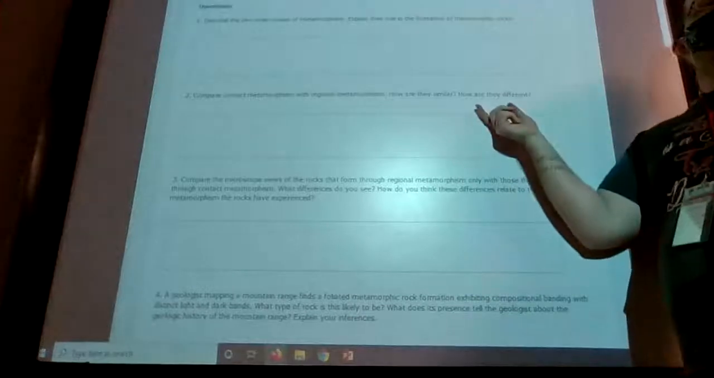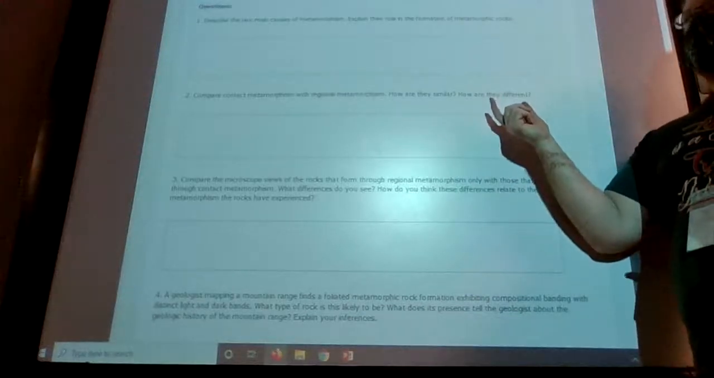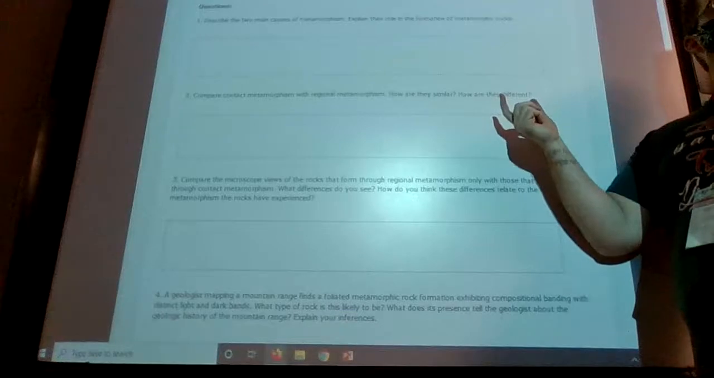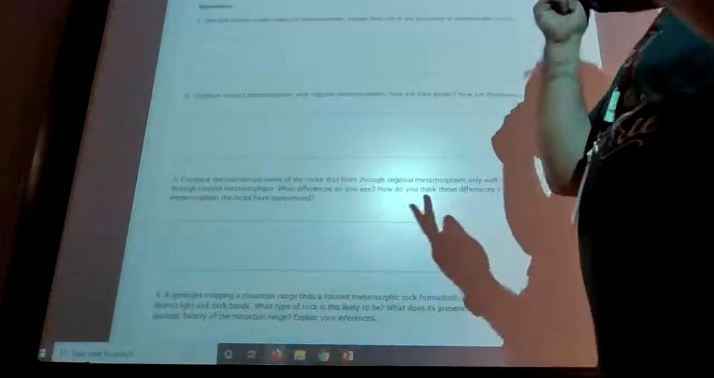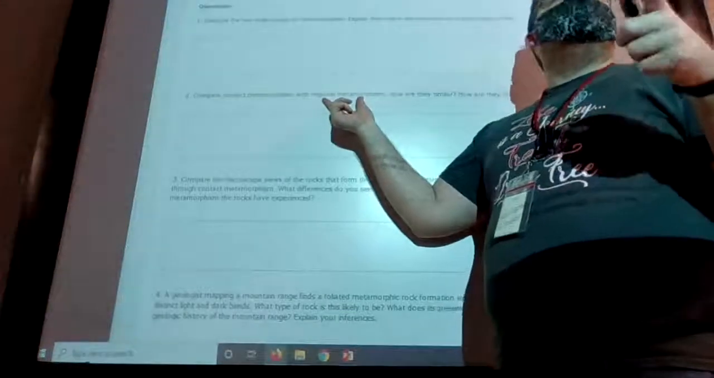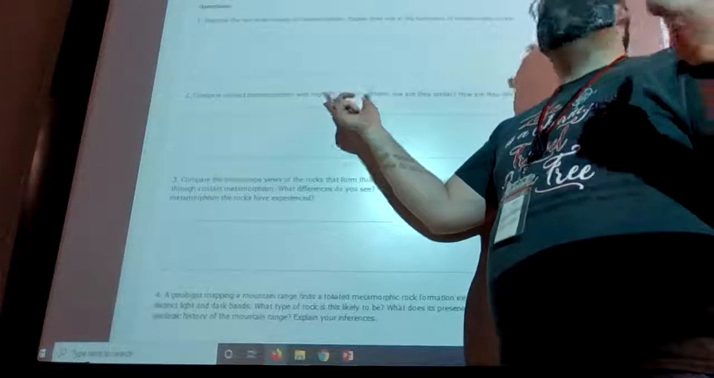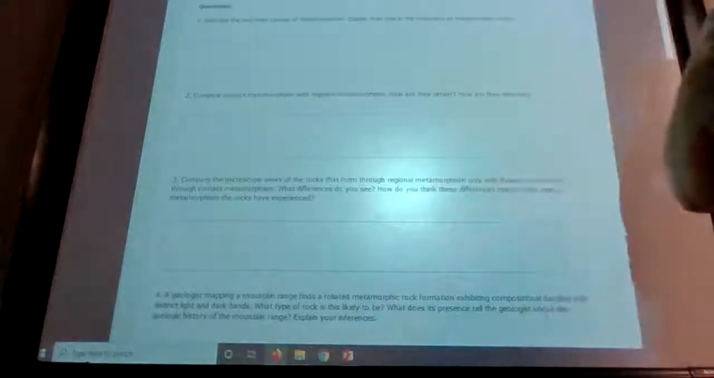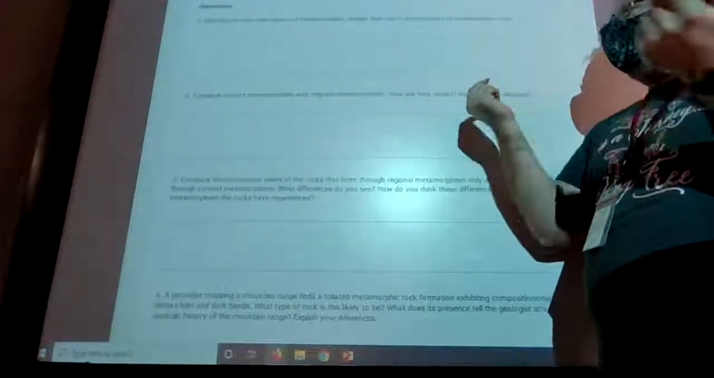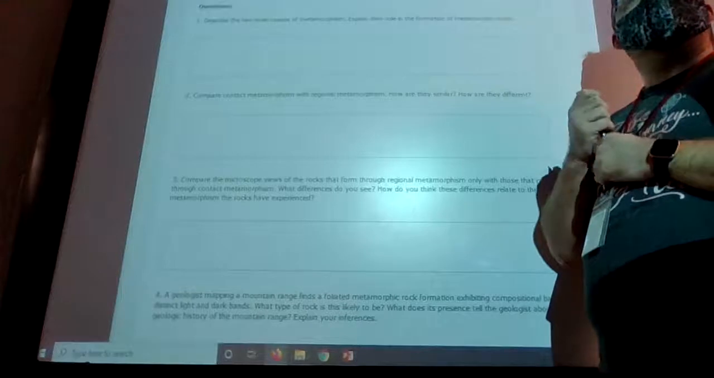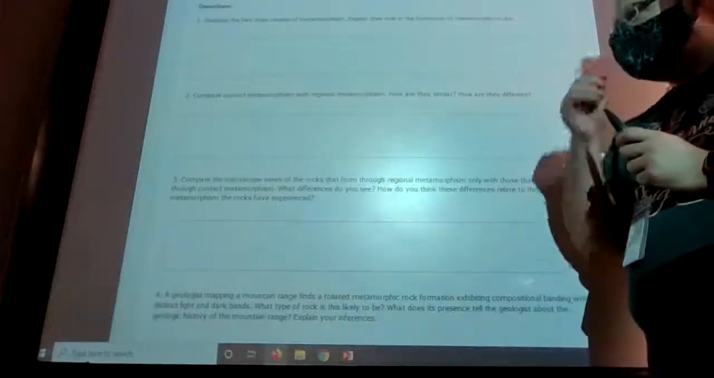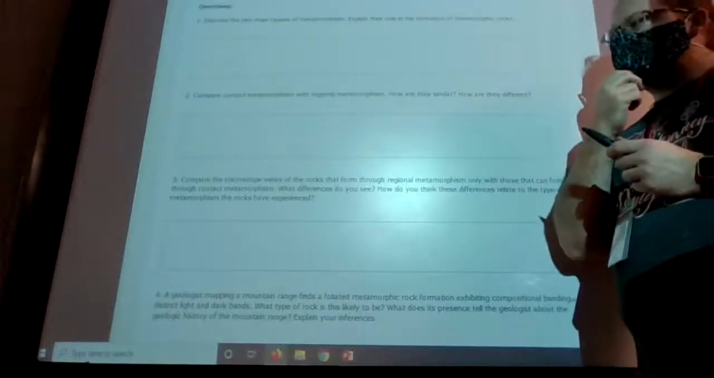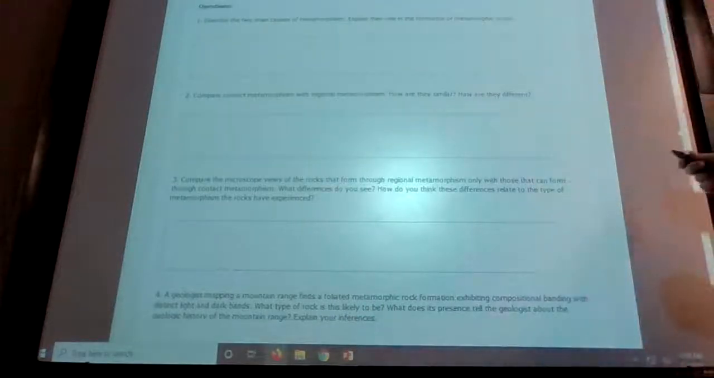So yes, we got the contact metamorphism is caused by heat, and it's when it comes in contact with lava or magma. Regional metamorphism is caused by pressure from two tectonic plates squeezing together. So regional metamorphism is caused by pressure from two tectonic plates squeezing together. That should be good enough.